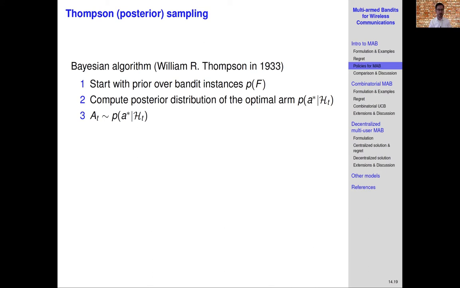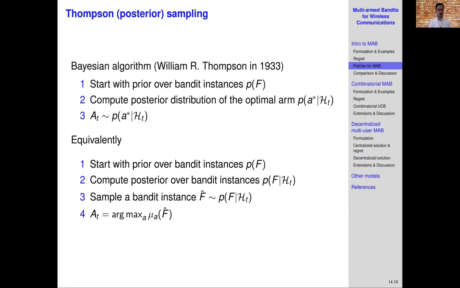The algorithm starts with a prior over bandit instances. At each round, it computes the posterior distribution of the optimal arm by conditioning on the history. And it samples an arm from this posterior distribution and plays it. There is an equivalent way to perform Thompson sampling.